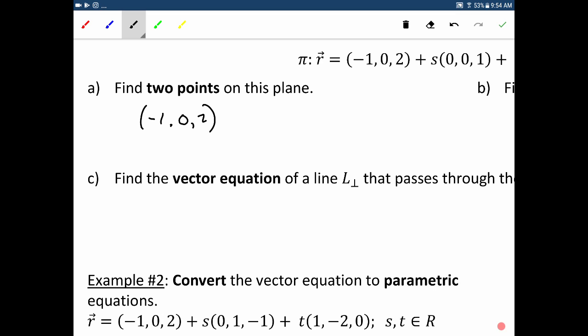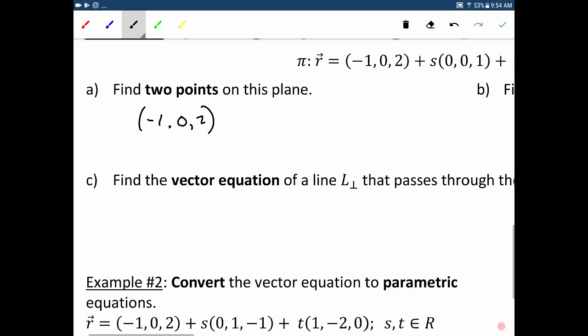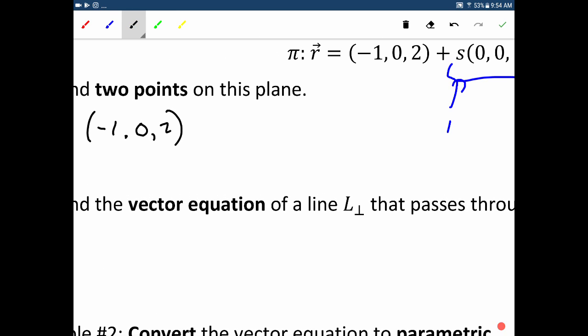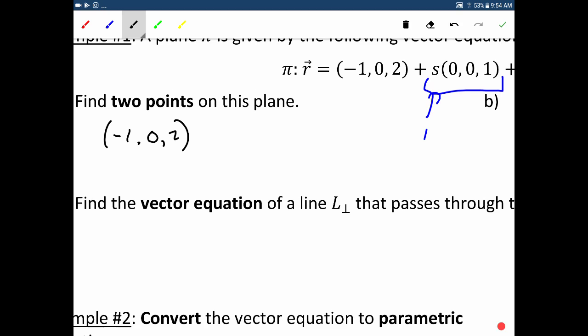And then our second point, well, if we go to our equation, we just have to let s and t equal something other than 0, because we've already got the one where they equal 0. So let's let t stay 0, and let's just let s equal 1. If we let s equal 1, then we're just adding on 1 to the z component. So a second one would be -1, 0, 3.